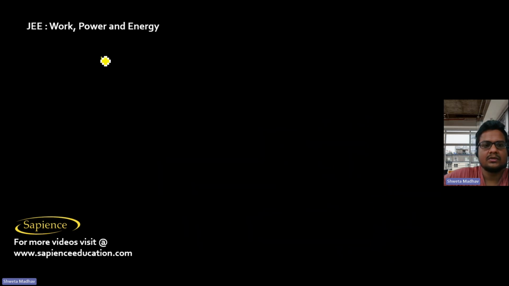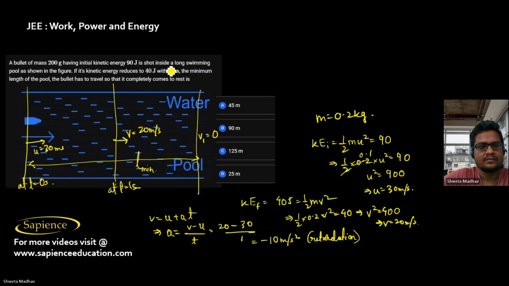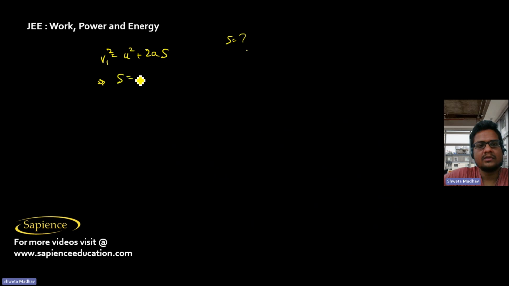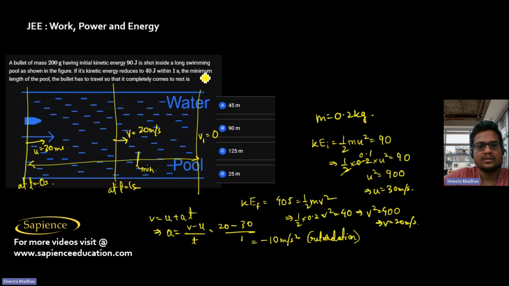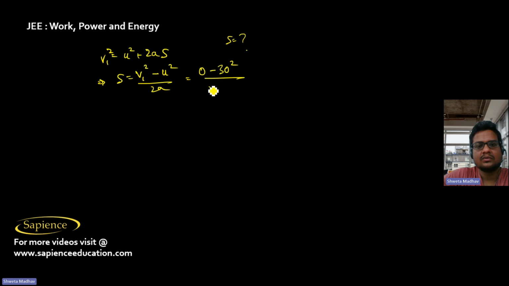So we can say v1 square equal to u square plus 2as. This s only you have to find out. S is the length of the pool. So therefore, s will be equal to v1 square minus u square by 2a. So v1 should be 0. So 0 minus u square, u is 30, so 30 square by 2a, a is minus 10. So therefore it should be minus 900 by minus 20. 0, 0 cancel, so 45 meter should be the minimum length of the pool.